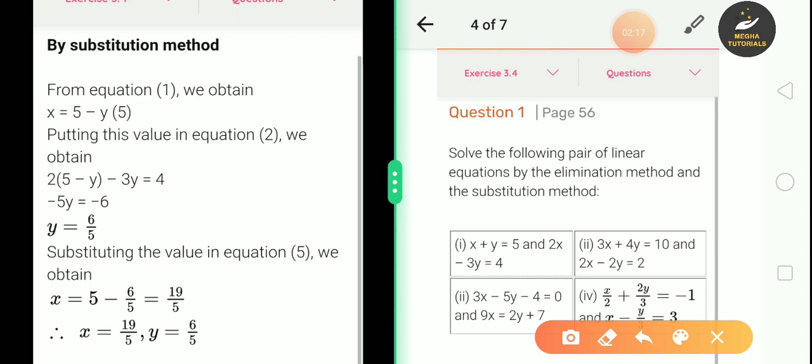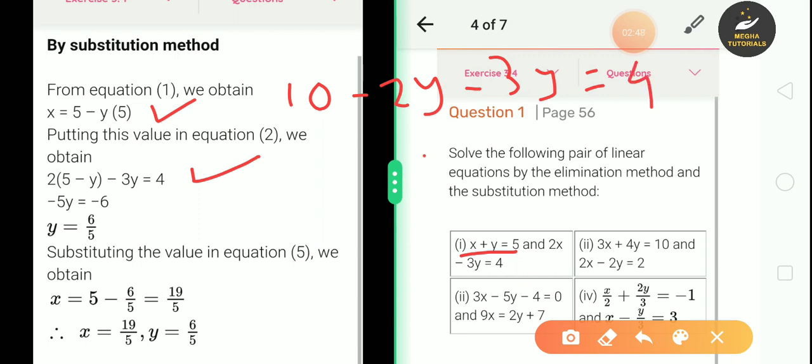Now the same equations using the substitution method. The first equation is x plus y is equal to 5. Using this equation, we can write x is equal to 5 minus y. Put the value of x in equation 2, so that we get 2 into 5 minus y, minus 3y is equal to 4. Solve the brackets, we get 10 minus 2y minus 3y is equal to 4. So minus 5y is equal to minus 4 minus 10. So 4 minus 10 is minus 6, so we get 5y is equal to minus 6.